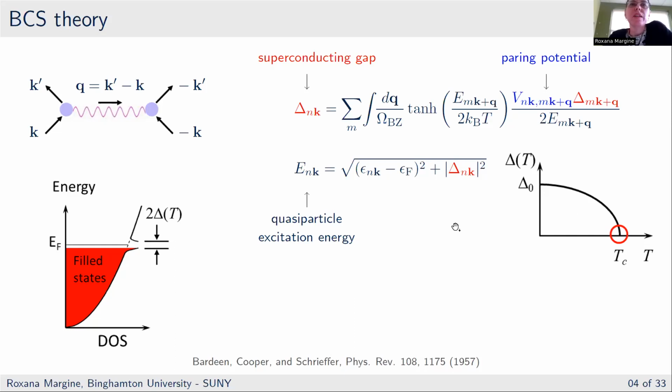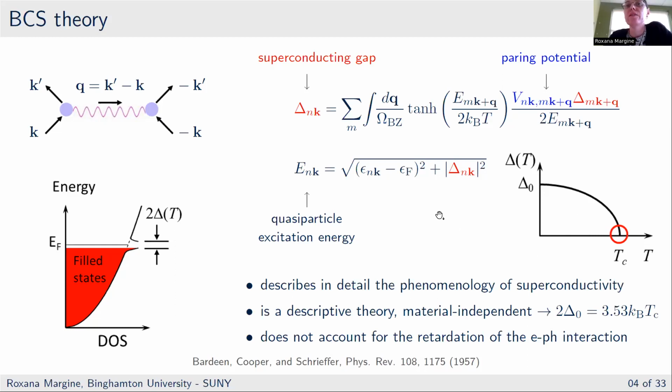So the BCS theory has described in detail the phenomenology of superconductivity, but it still remains a descriptive theory in the sense that it is material independent. So it predicts this equation that relates the gap at 0 temperature with the critical Tc, with this factor of 3.53. And more importantly, the BCS only works for weak electron-phonon coupling and treats the electron-phonon interaction as instantaneous. So in other words, it does not account for the retardation of the electron-phonon interaction.